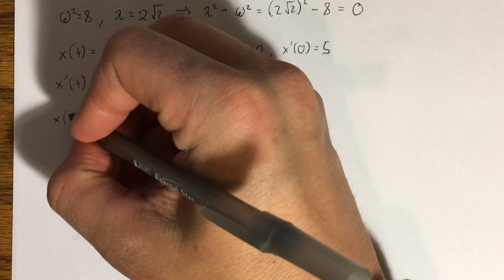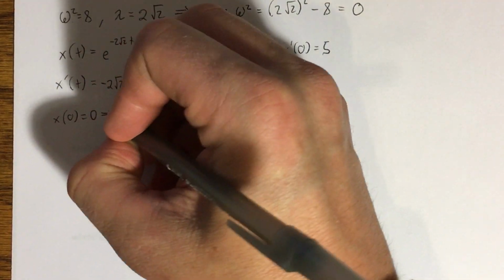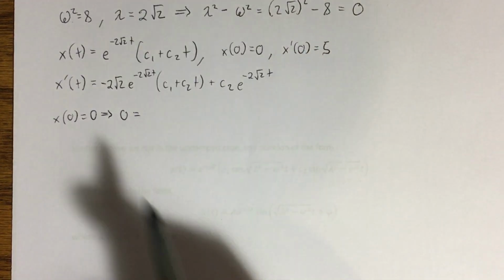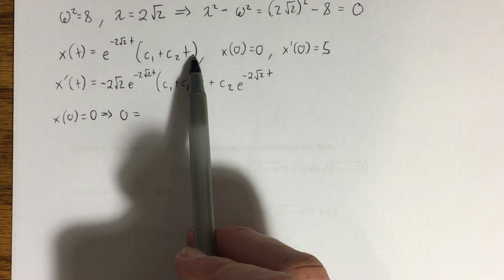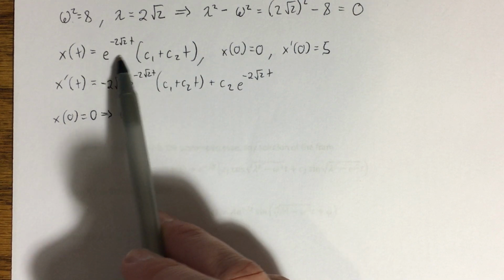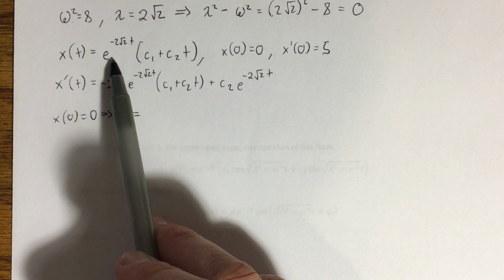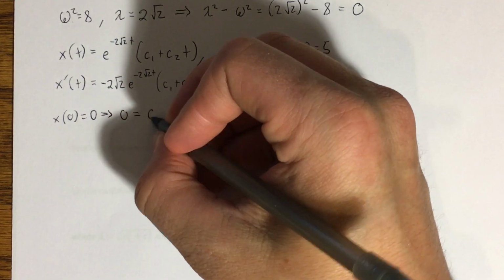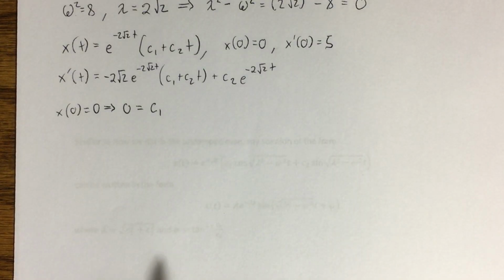What does the first one imply? x of 0 equals 0 implies that 0 is equal to what? If I plug a 0 into this, the stuff in parentheses just becomes c1, and this out here, e to the 0, is equal to 1. So that just becomes 0 equals c1.